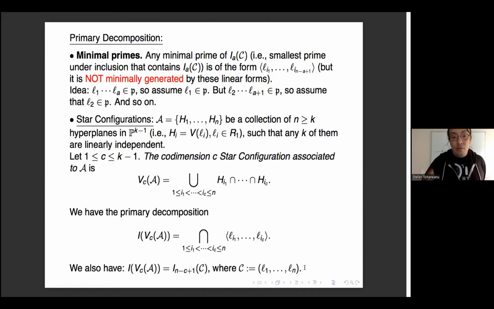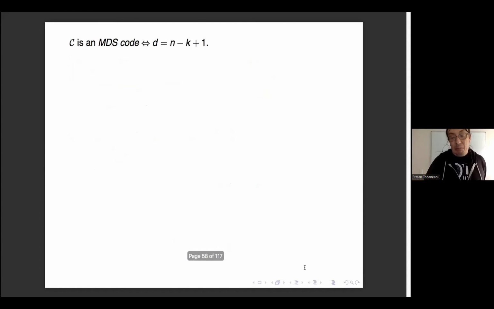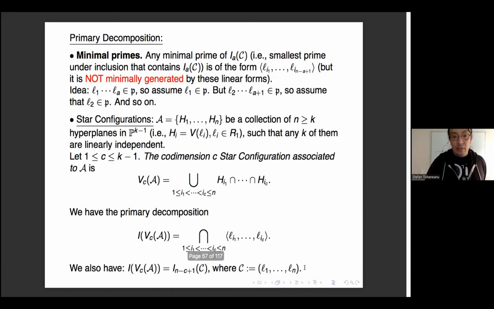So now for this special case, we have a primary decomposition, right? And actually these are the minimal primes. This is one of the special cases when all the associated primes are minimal.